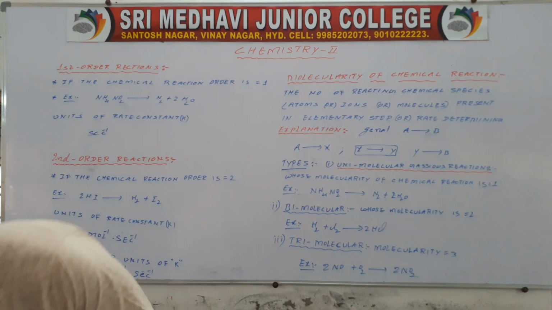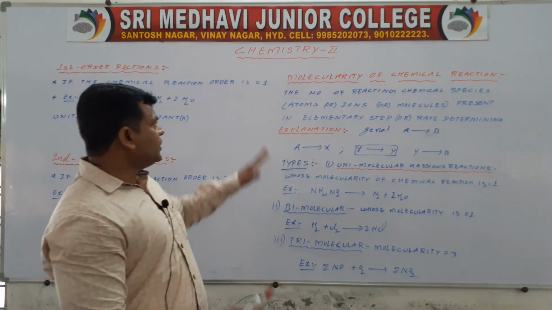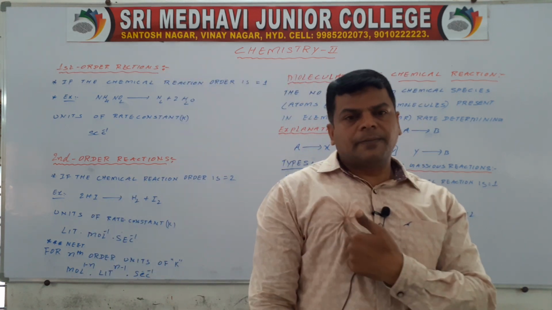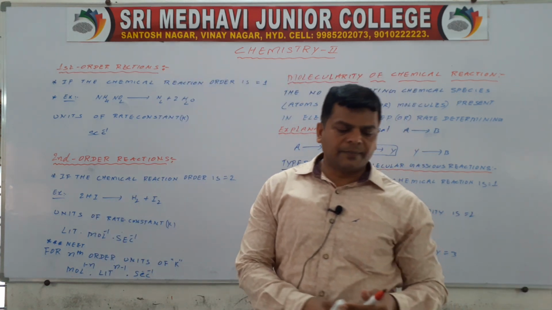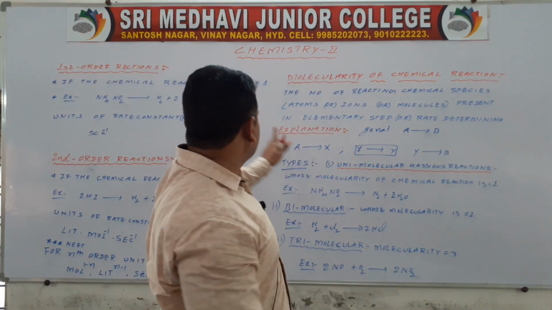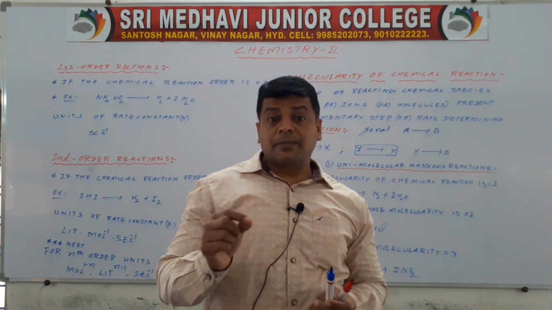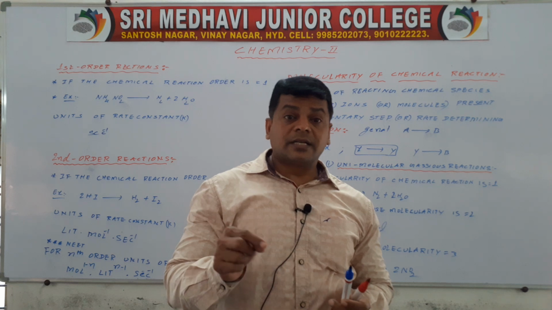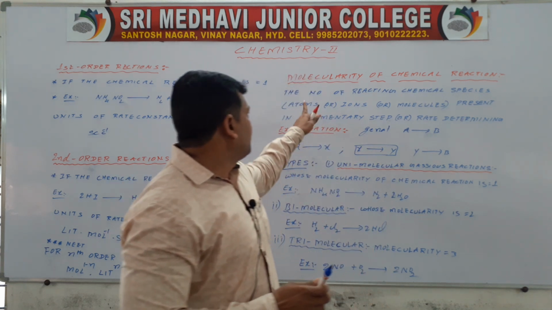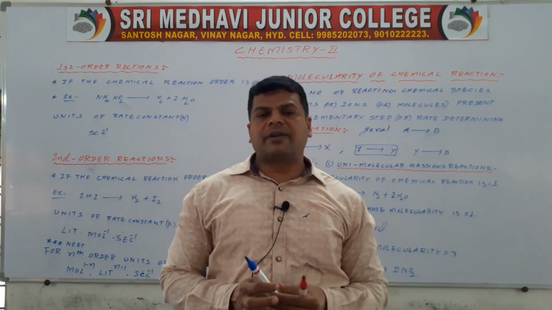Then, differences between order and molecularity. By understanding the concepts of order of reaction and molecularity of reaction, you may write the differences between these two. First, the definition of order of reaction: the sum of the powers of the concentrations of the reactant terms present in the rate law is called the order of reaction. The number of reacting species present in the rate determining step is called the molecularity of reaction.